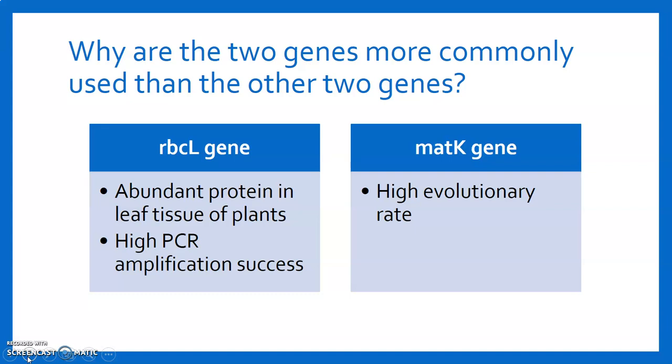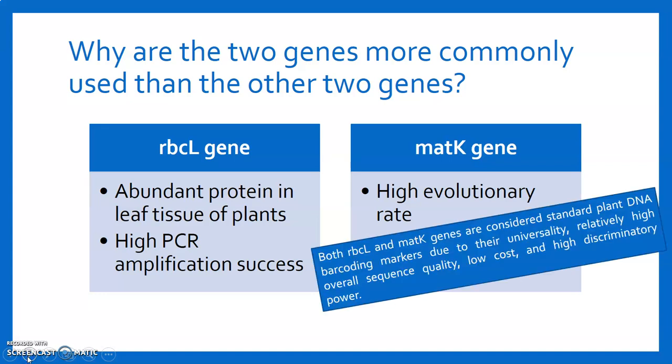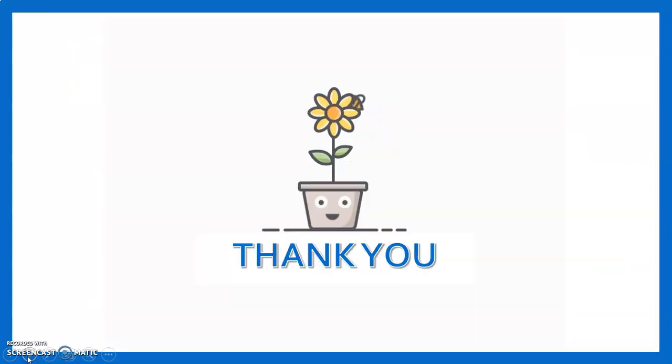whereas the MATK gene has a high evolutionary rate. These two genes, both the RBCL and MATK genes, are considered standard plant DNA barcoding markers because they are universal. They have relatively high overall sequence quality. They are low cost and have high discriminatory power. So that concludes my video.